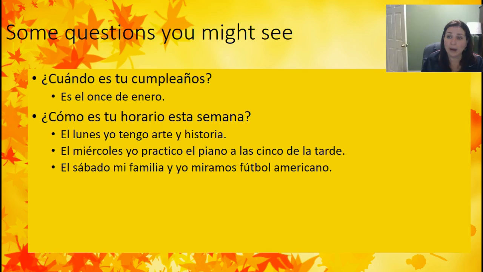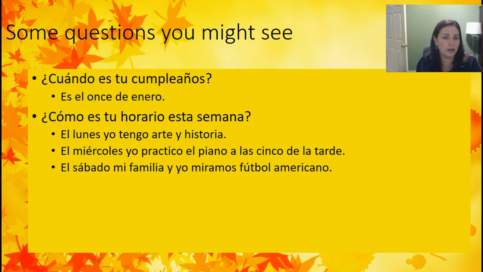All right, somebody might also ask you, like in a business setting, ¿Cómo es tu horario esta semana? What is your schedule like this week? See the word horario? It looks like hour almost. So what is your schedule hourly like this week? I have some picked here that are cognates. Once again, what are cognates? The words that look like English that you can kind of guess at.